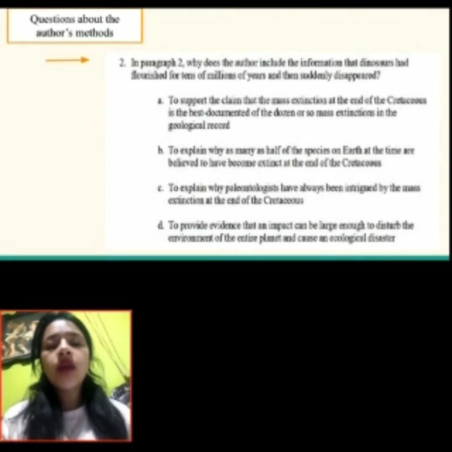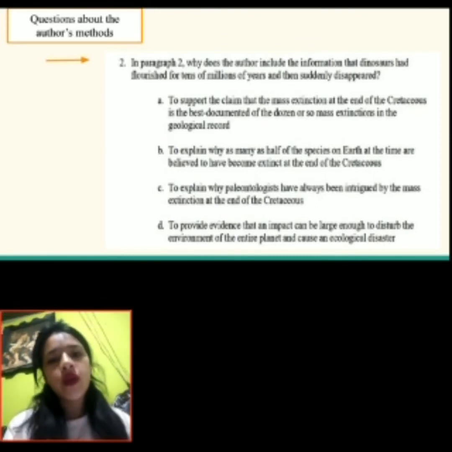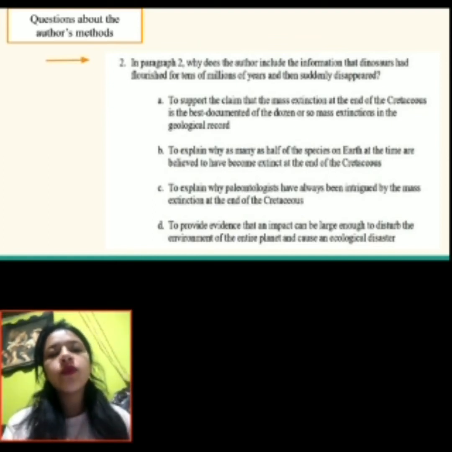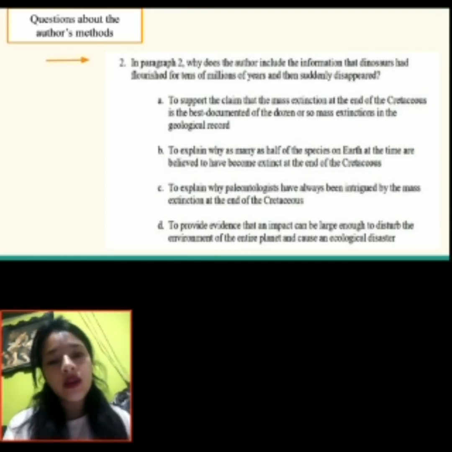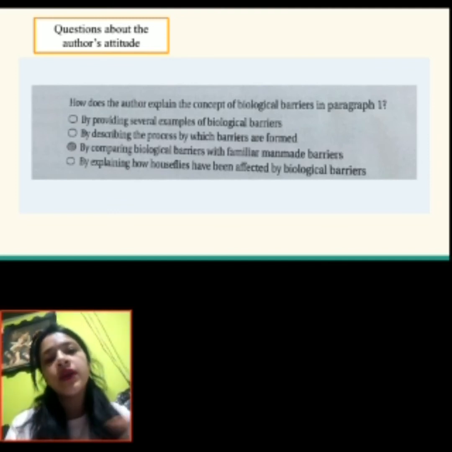Okay, now I am going to talk about other kinds of multiple choice questions. We have a question about the author's methods. This asks you to describe how the author explained or accomplished something in the passage. What information does the author include? Besides, we have questions about the author's attitude. We have the opinion of the author. You can see the example. This asks you how the author feels about a certain issue, idea, or person that is mentioned in the passage.